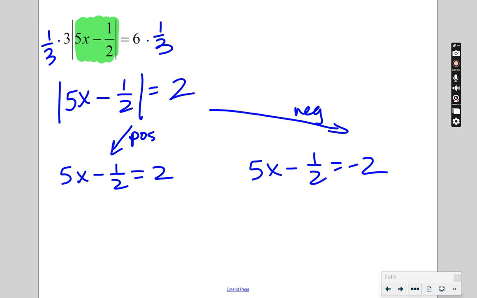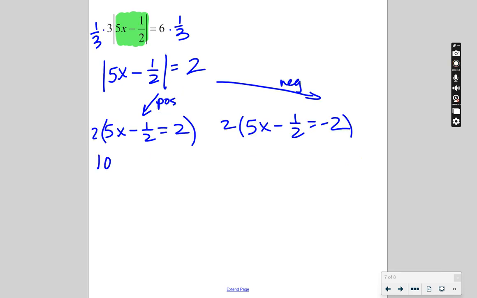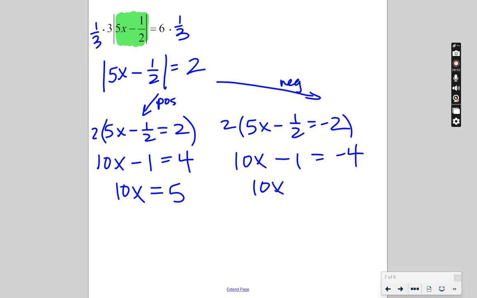Ew, fractions. Should we multiply to get rid of it, or do you want to deal with the fraction? Multiply? Okay. It's a half, so it's not that crazy of a fraction. If you wanted to add a half to both sides, you could. But I figured you guys would say, let's get rid of it. What should we multiply by? 2. Okay, I'll do it to both equations right now. And now we get 10x minus 1 equals 4, and 10x minus 1 equals -4. All right, now what? Plus 1.